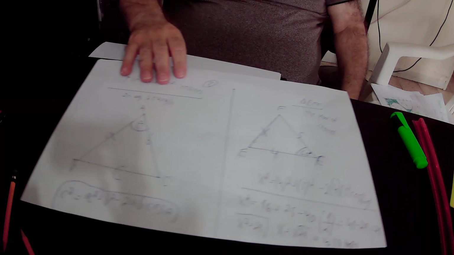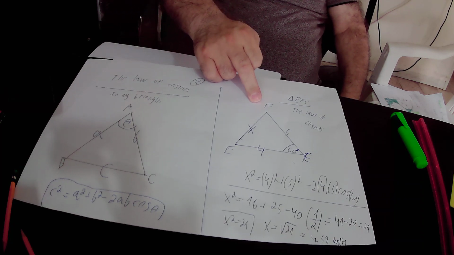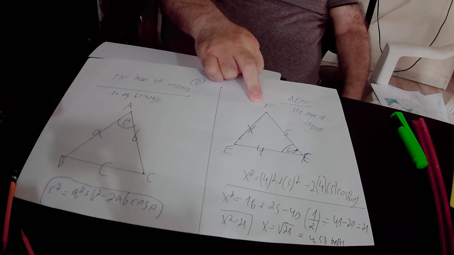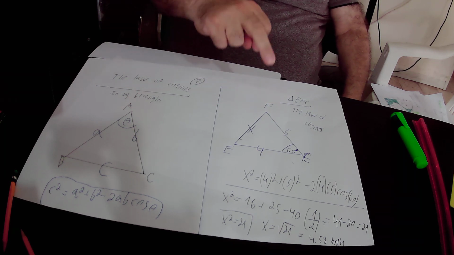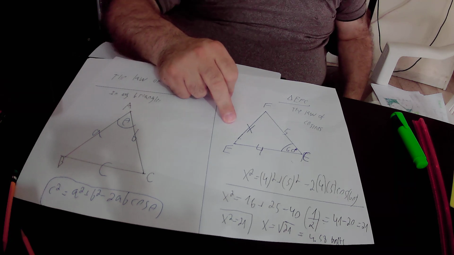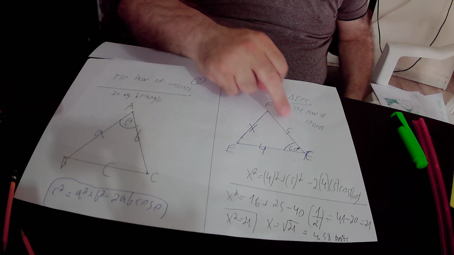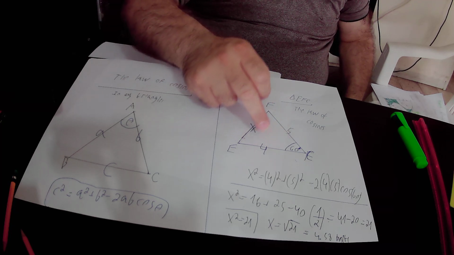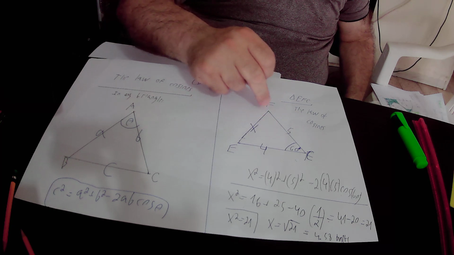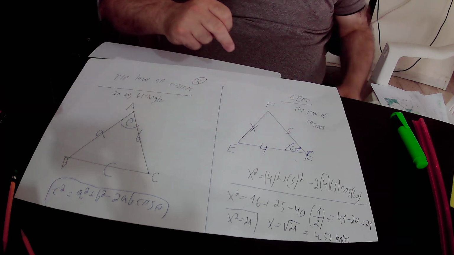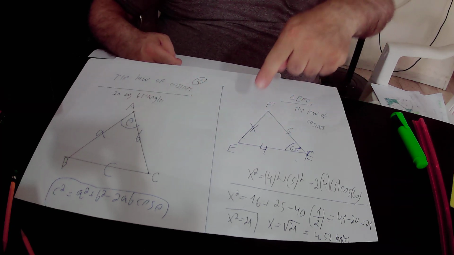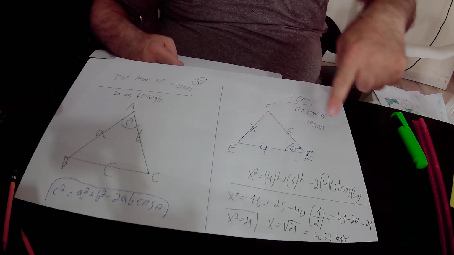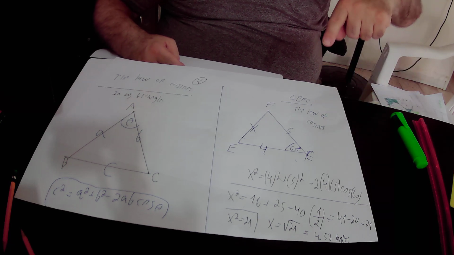We implemented the law of cosines in triangle EFC, so I copied triangle EFC in this new page. Side EF equals X, side EC equals 4 units, and the angle between side EF and EC is 60 degrees. So according to the law of cosines, we get that X squared equals 4 squared plus 5 squared minus 2 times 4 times 5 times cosine 60 degrees.